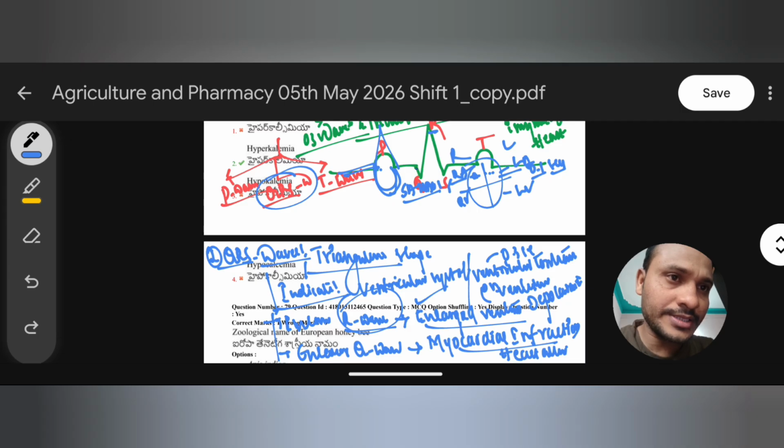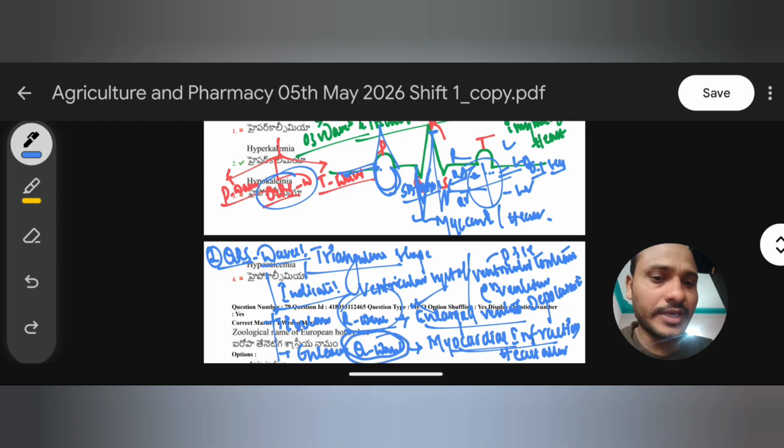But if it is enlarged like this, if it is enlarged Q waves like this, then it indicates what? Myocardial infarction, meaning heart attack. So, very important: if there is an enlarged R wave, it indicates an enlarged ventricle. But if there is an enlarged Q wave, which indicates myocardial infarction, that is a heart attack.